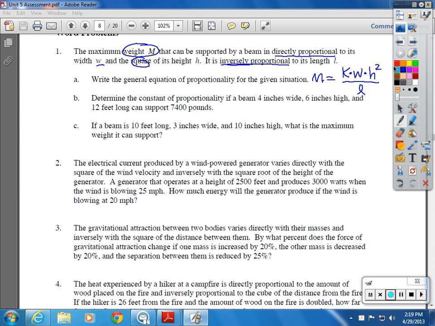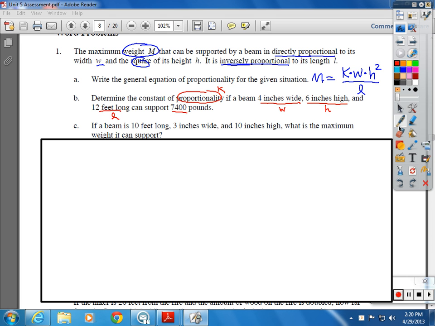Now, it's asking us to determine the constant of proportionality. That's K. If the beam is 4 inches wide, W, 6 inches high, H, and 12 feet long, L, and it can support 7,400 pounds. Okay? So if I take a look at that, I'm going to substitute each of those values in for what I know. So I have 7,400 equals K times W, which is 4, times H squared, 6 squared, divided by L, which is 12. And then I just simplify.